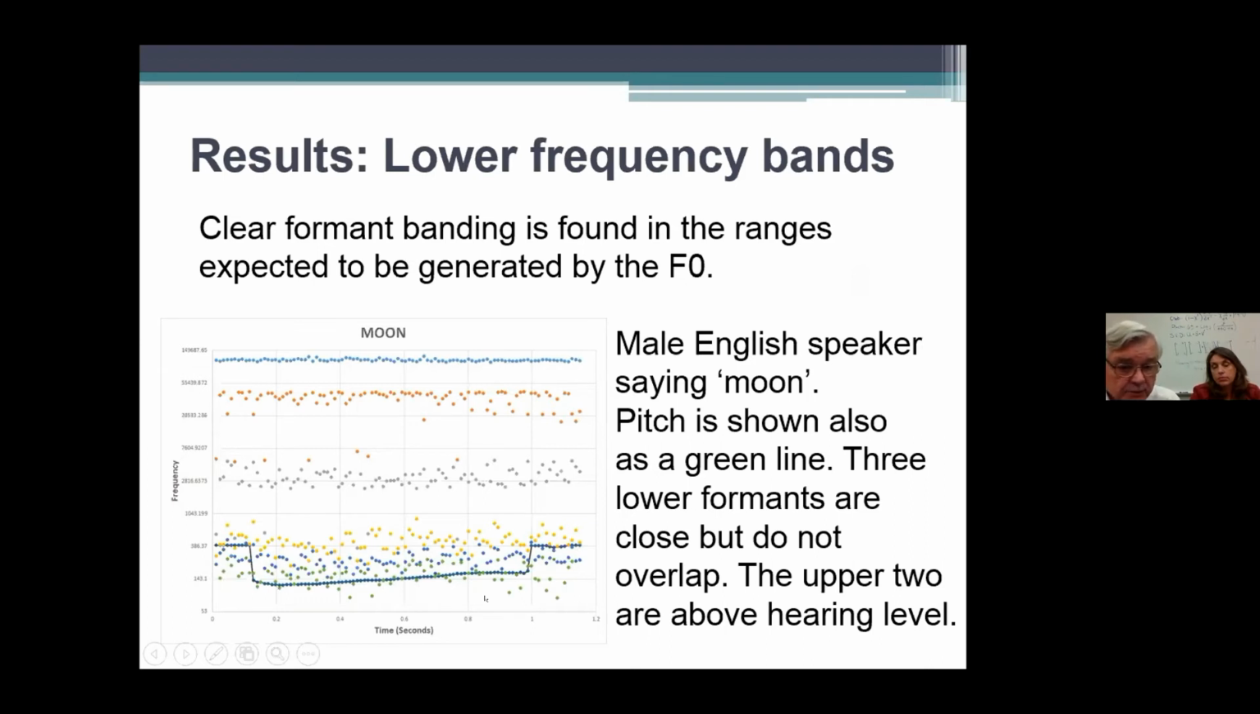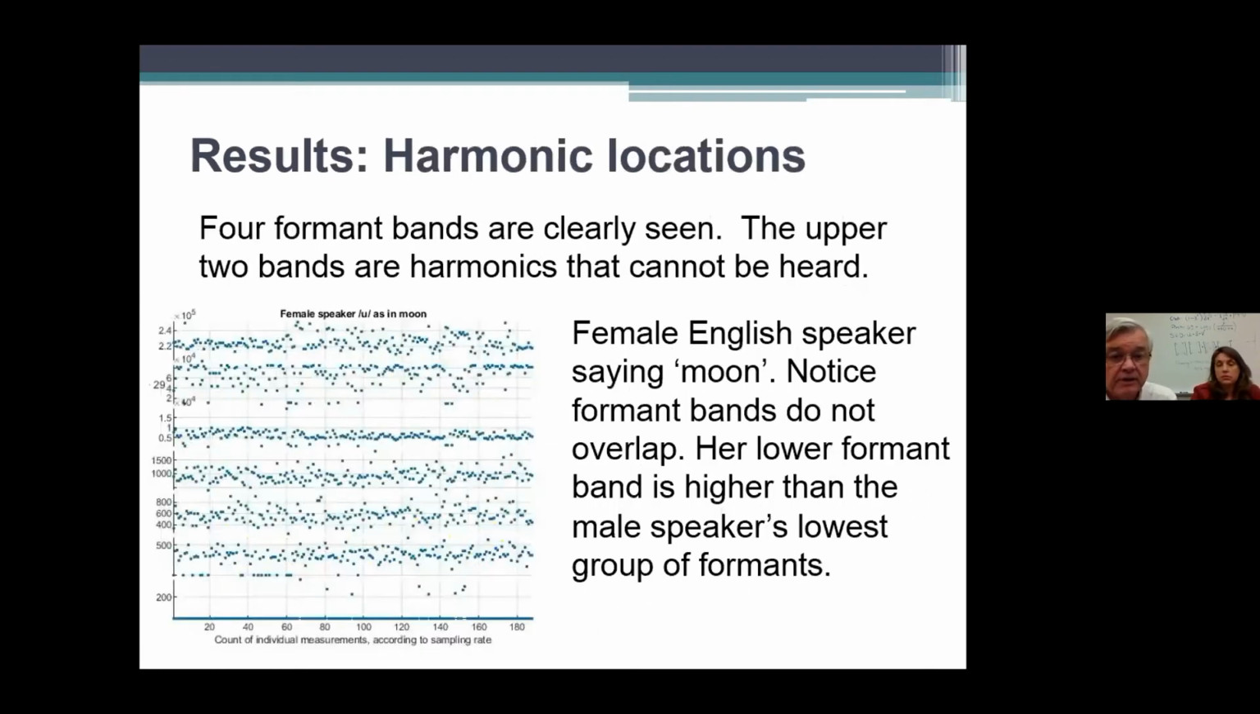And you notice here with the dots, we have green dots, we have blue dots, we have yellow dots. What is interesting is that the dots represent formant banding and they do not overlap in any way whatsoever. Four formant bands are clearly seen here in this example of a female speaker saying moon. Her lower band is higher than the male speaker's lowest group of formants. So there are distinctions between male and female speakers in terms of pitch, and especially you'll notice in terms of the scale here on the left. Our program automatically produces the banding.